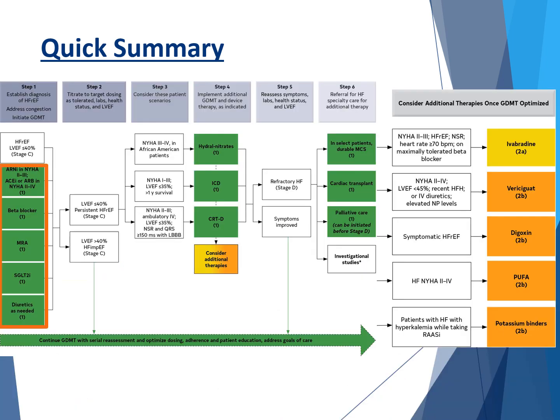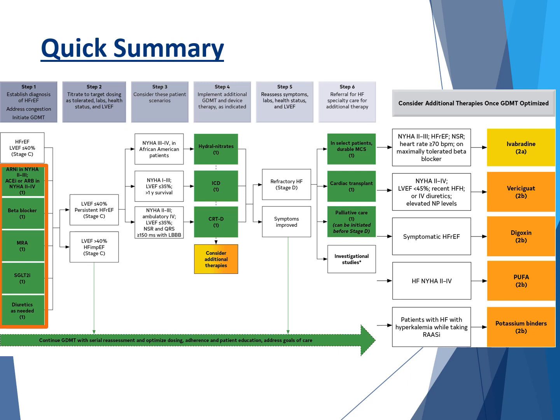So just to recap some of the highlights of what we've talked about so far. ACE inhibitors and beta blockers are standard of therapy for patients with HFrEF, or an ejection fraction of less than 40%. An ARB can be substituted for an ACE inhibitor, and Entresto can be substituted for either an ACE inhibitor or ARB.